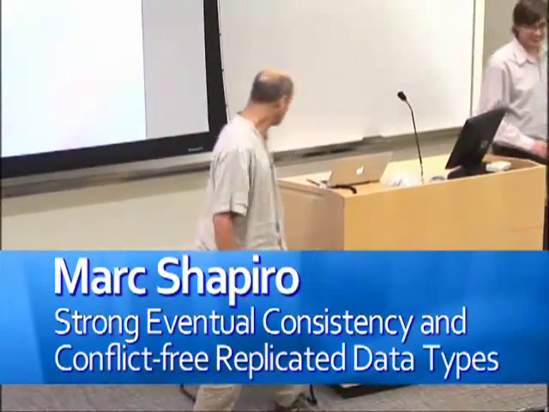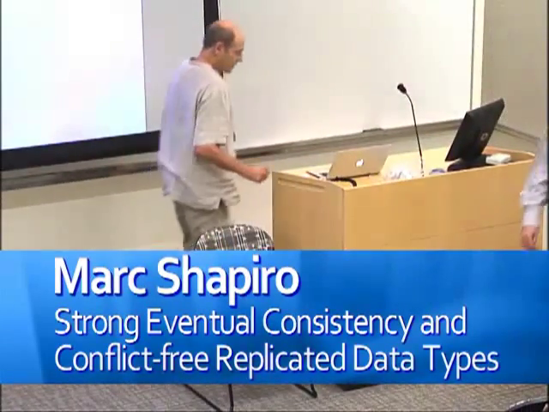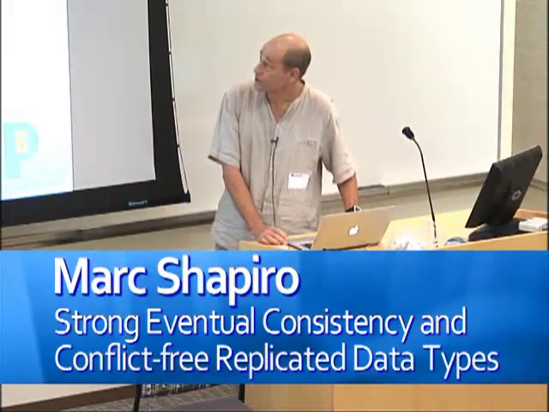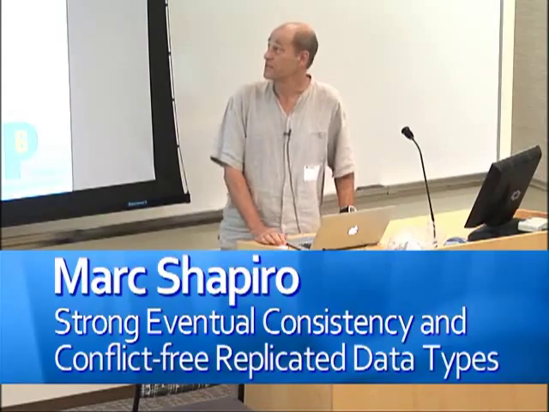Okay, thank you. So I'm going to tell you about eventual consistency and a subset of eventual consistency, which is strong eventual consistency, which I'll explain in a minute, and CRDTs, which is a particular approach. The whole idea is to have very scalable and very fast replicated objects.